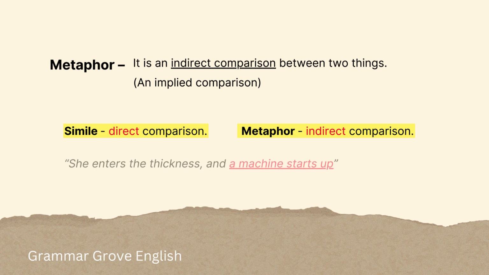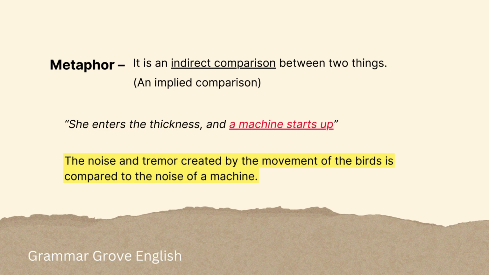Here, "she enters the thickness and the machine starts up." A machine starts up. Here the baby birds are compared to a machine. They start making noise. Their wings start to shake, which causes a machine-like vibration, and it feels as if a machine has been started. The noise and the vibration combined, they act like a machine. It feels as if there is a machine. So here the baby birds, the babies of the goldfinch bird, have been compared to a machine. So this is an inward comparison. This is an indirect comparison.